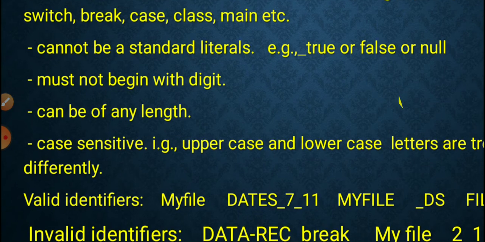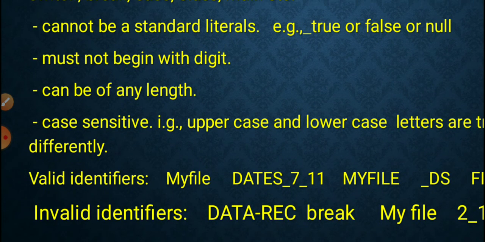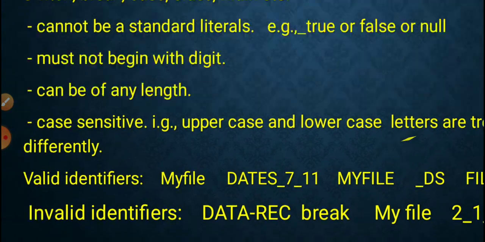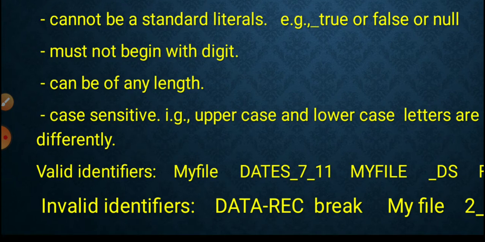Next one, it can be of any length. Any number of characters we can use in an identifier, and it is case sensitive. Case sensitive means uppercase and lowercase letters are treated differently. For example, the capital A is not equal to small a. Both are treated as different letters.